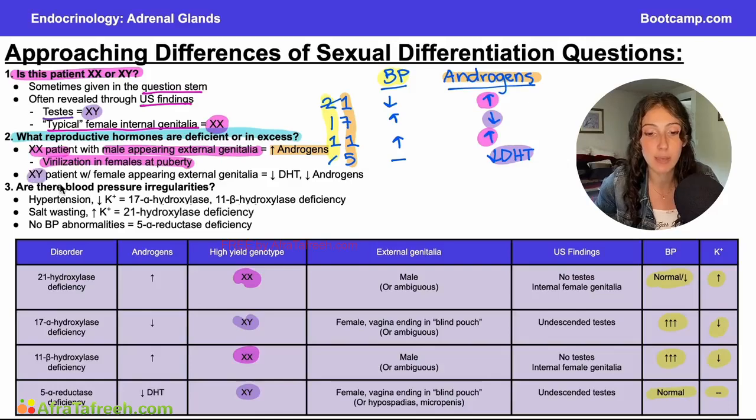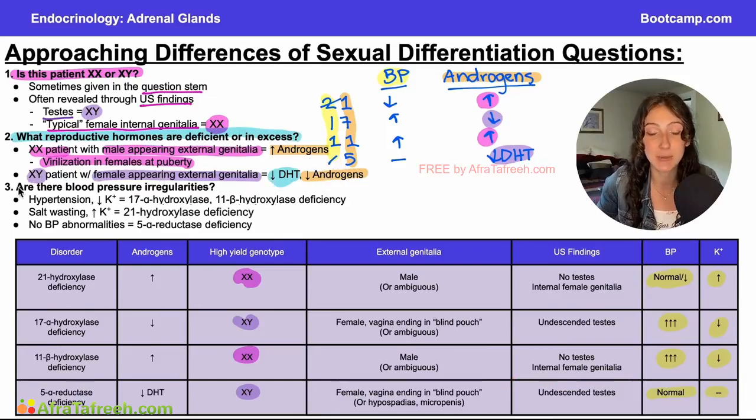Now for an XY patient, usually the problem is not too much androgens, but too little. So if you have an XY patient with female appearing external genitalia or indeterminate external genitalia, that is usually going to be due to either a decrease in DHT or a decrease in androgens in general. So for XX patients, if they have a difference of sexual differentiation, it's usually due to too many androgens. XY patients, because they're expected to have androgens, if there is a difference of sexual differentiation, it's usually due to a decrease in androgens and/or DHT.